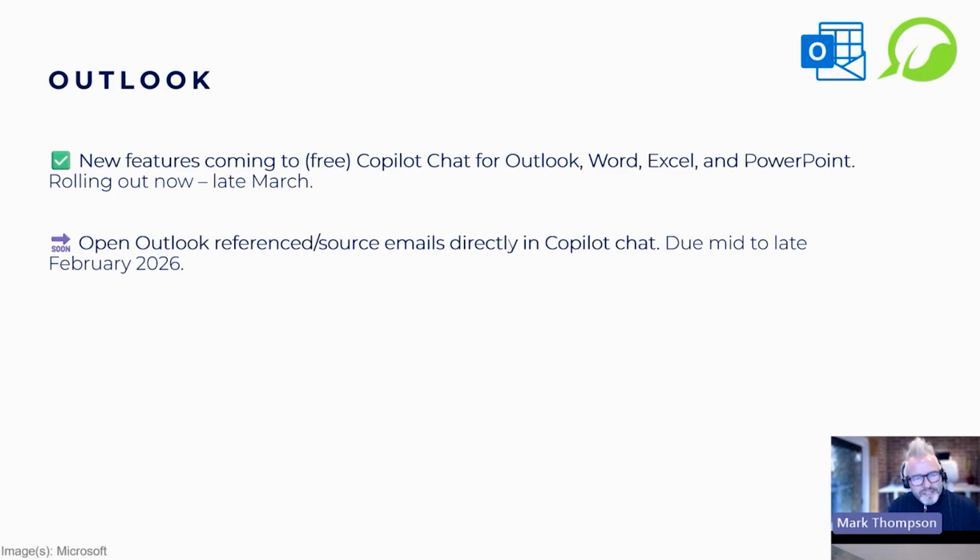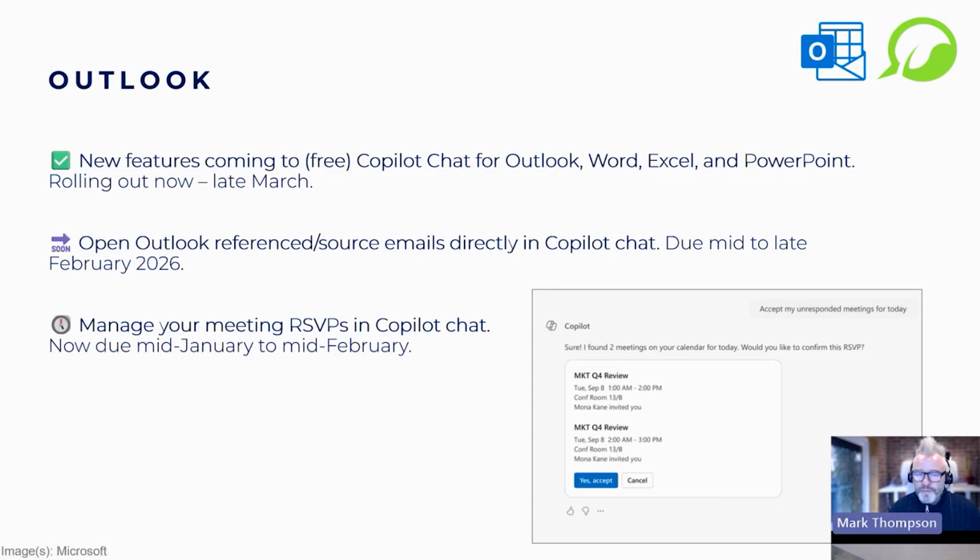This is interesting, and you're going to see this again later. So open Outlook referenced or source emails directly in Copilot chat. So this reads like I'm in chat and it's referred to something. So instead of it popping open and me reading it somewhere else, it looks like I have to read it inside Copilot, inside the experience that I've got in there. That's how it reads to me. I haven't been able to get a screenshot of it. If anyone has, then drop it into the chat. But that's how that reads to me, and I've seen it in another place as well. That change should be here by the end of the month too.